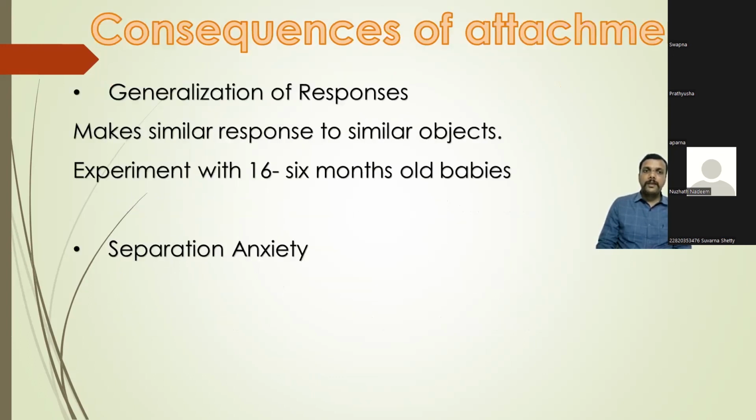Then consequences of attachment, generalization of responses. So there was one experiment conducted with 16 babies of 6 months old, wherein they were made into two batches, 8 in each. In one batch of 8 babies, one particular person used to take care of one baby, and they used to provide a lot of nurture, they used to pamper, and do whatever possible things they could do.